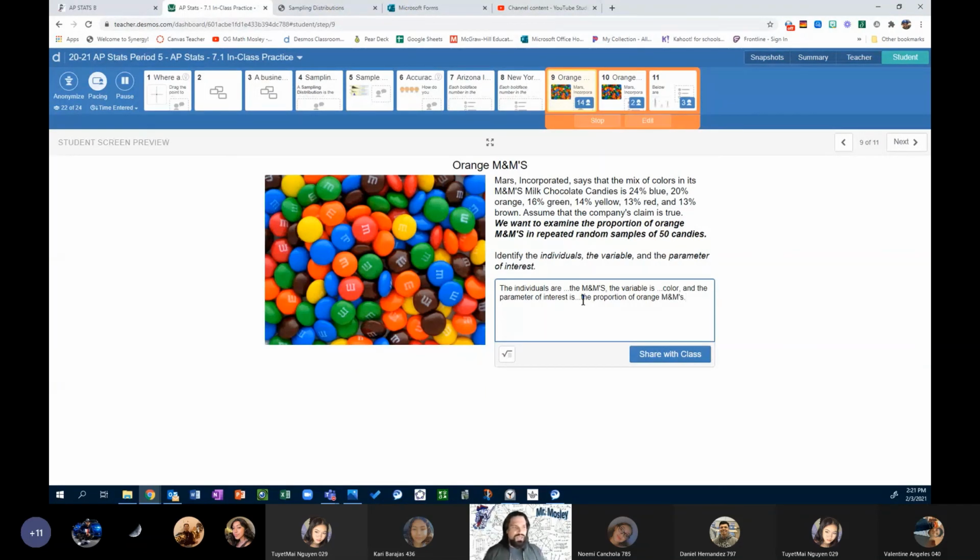So we would have p hat for each of our samples, and the p hat would refer to the proportion of our sample that's orange. Any questions about this first part, the orange M&Ms?